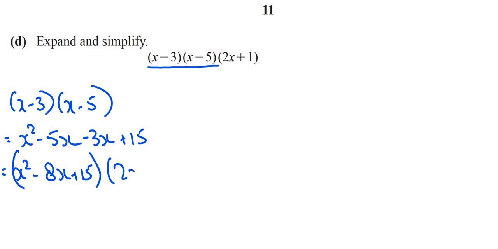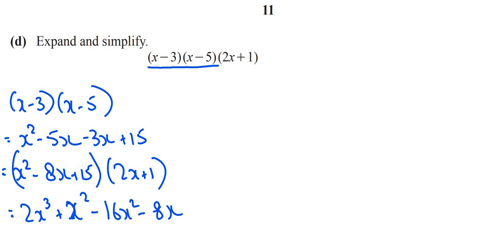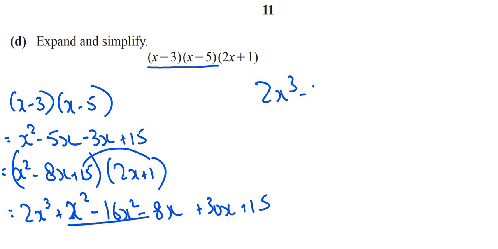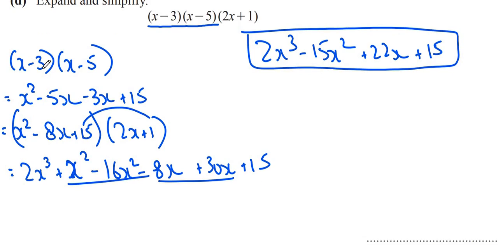Then you multiply this with (2x + 1). So this becomes 2x³ + x². Negative 8x multiplied by positive 2x is −16x², −8x, and then +15 multiplied by 2x is +30x, and +15 multiplied by 1 is +15. So this becomes 2x³. When you solve this, this becomes −15x². When you solve this, this becomes +22x, and then +15. This is going to be your answer.